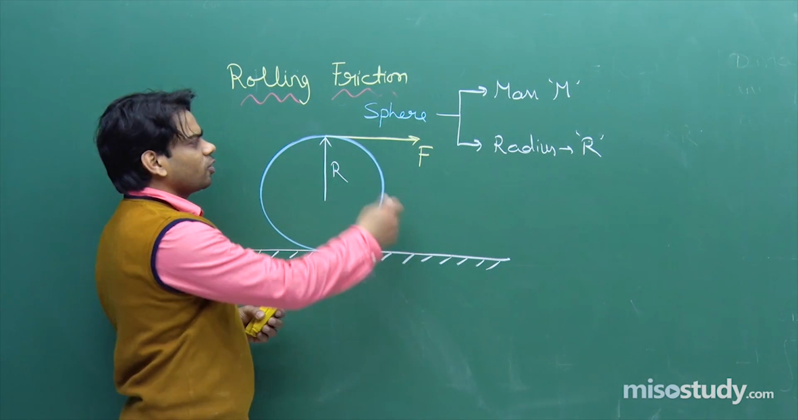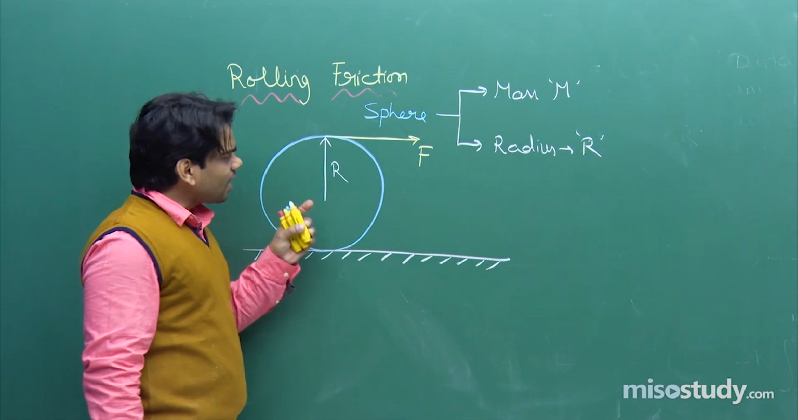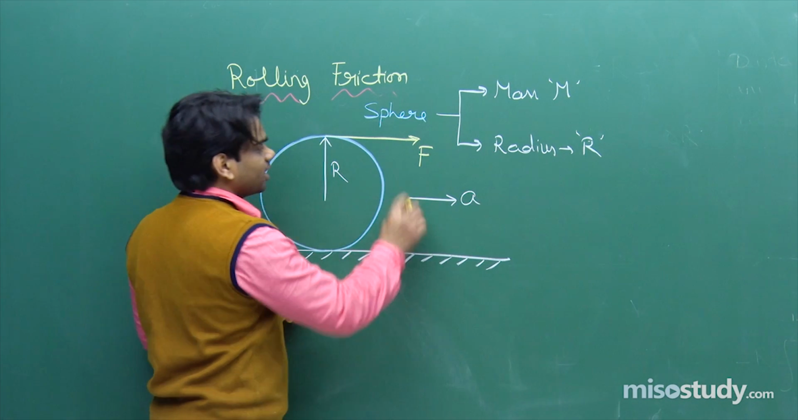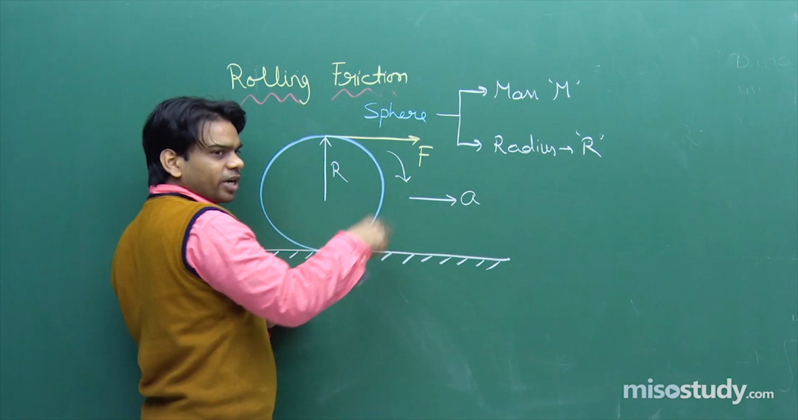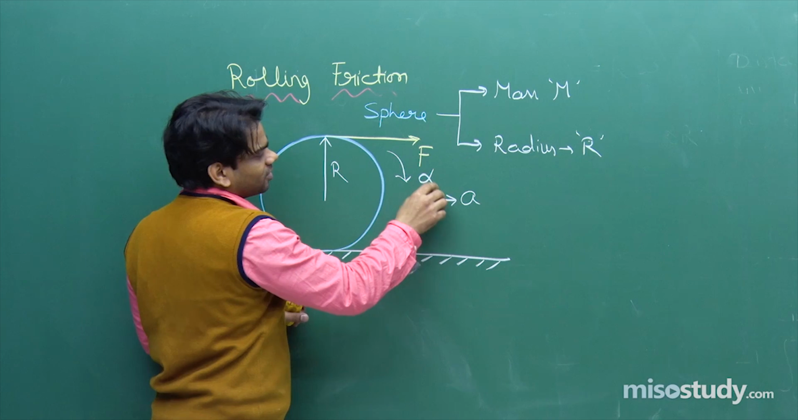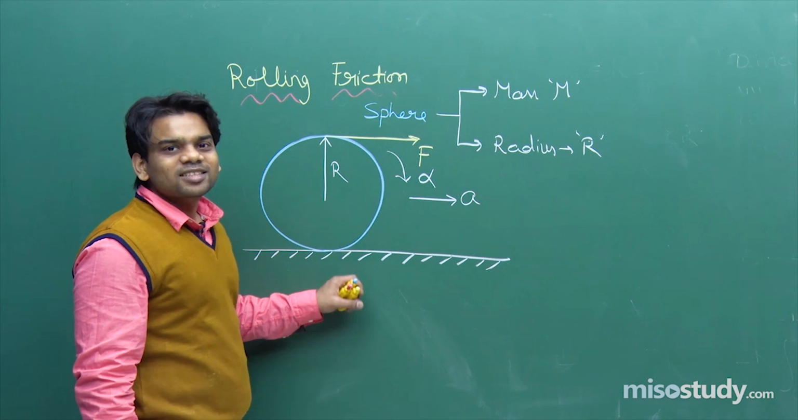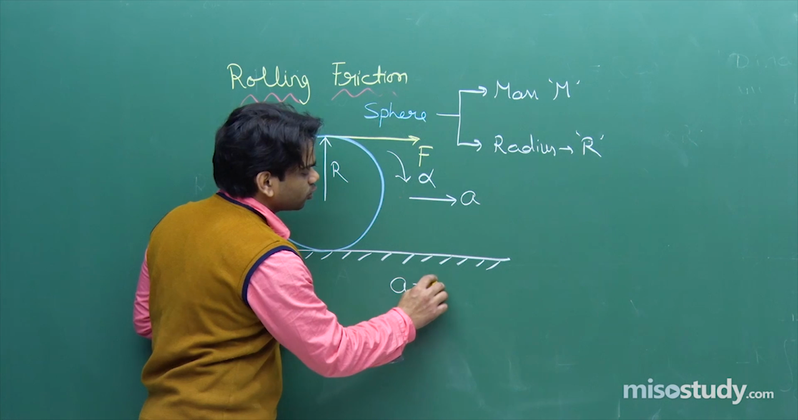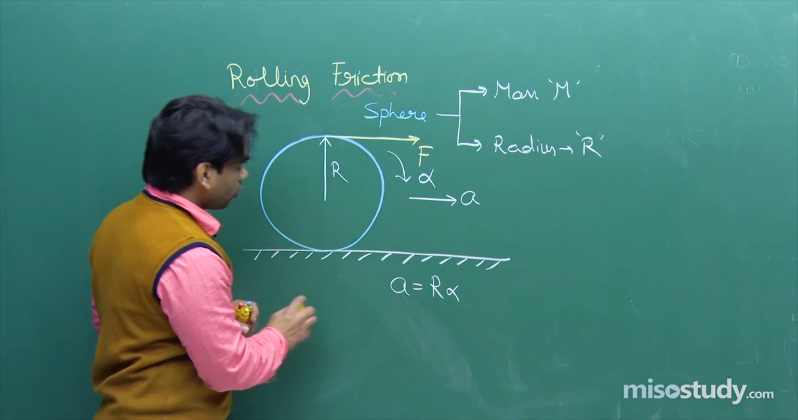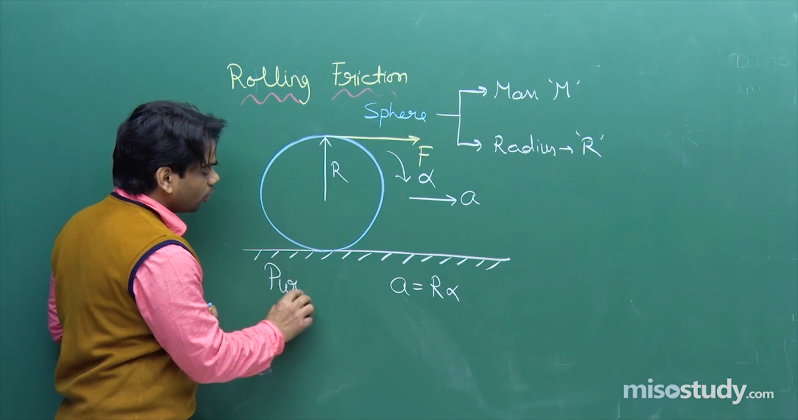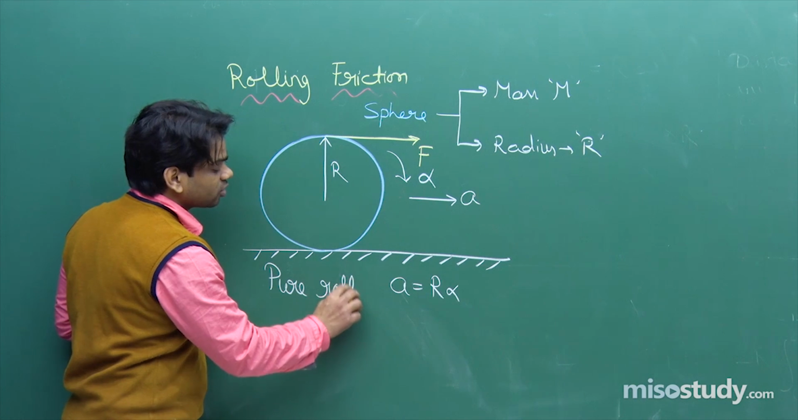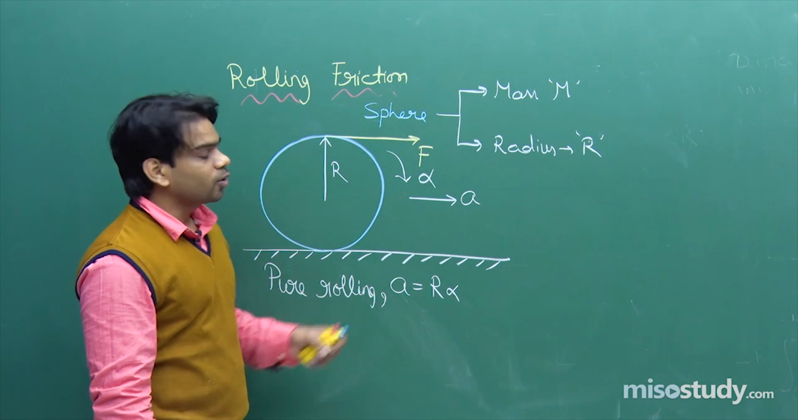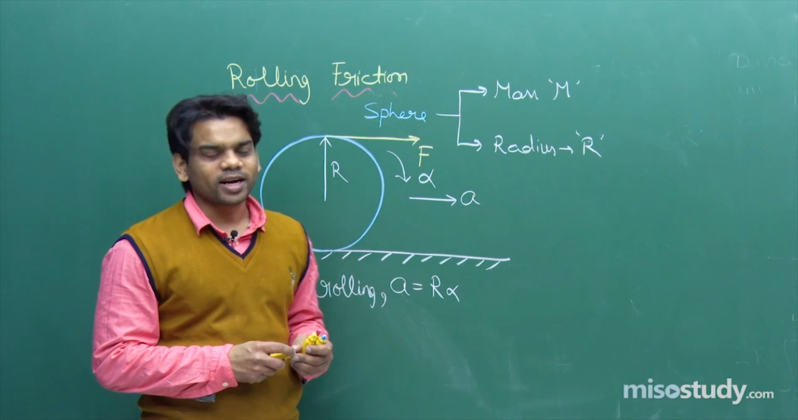Now due to the application of this force, let's say it has a linear acceleration a and it's rotating also, so its angular acceleration is alpha. Very easy for us to relate both: a equals r into alpha if it's a case of pure rolling. When I say pure rolling, that means it is not slipping. If it's not slipping, then a will be equal to r alpha. Please note that point, that's important.